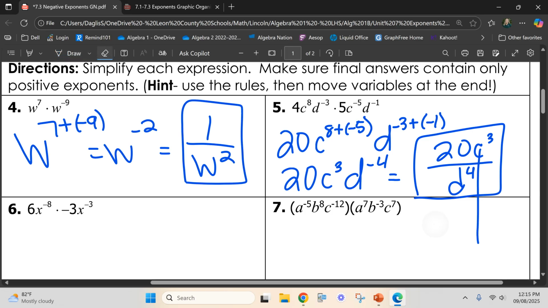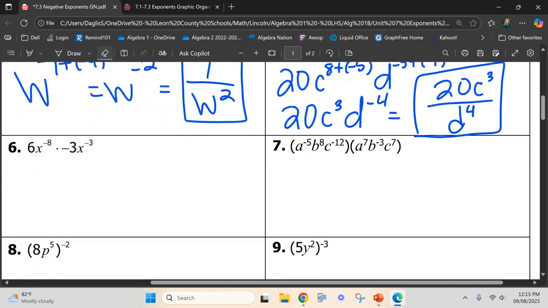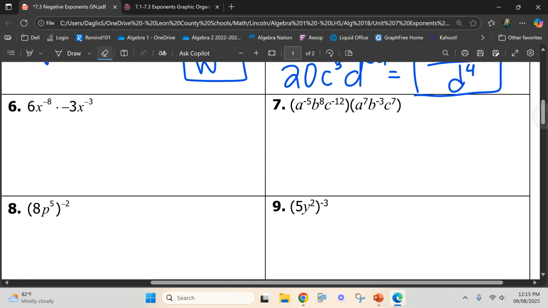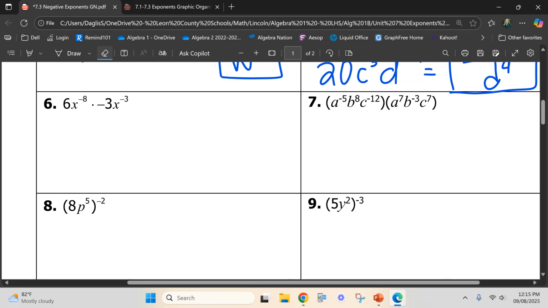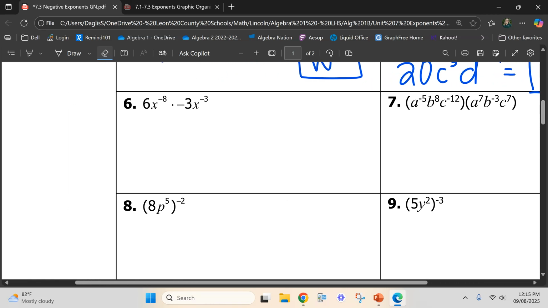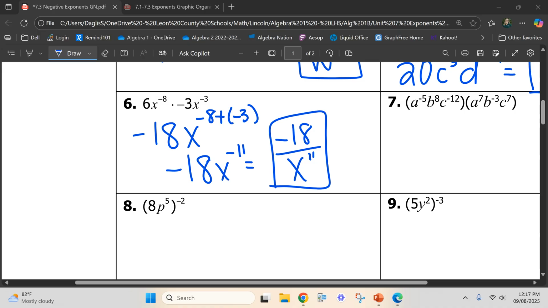I don't know why my board is doing that. Do you want to try one? Yes? How about, oh, look at 7. How about you try 6? You try 6. Just try it, guys. And then we can always fix it. Okay? Or you can just get it right because you're awesome, you're really fun. You try number 6. All right, when you are ready, look at mine.